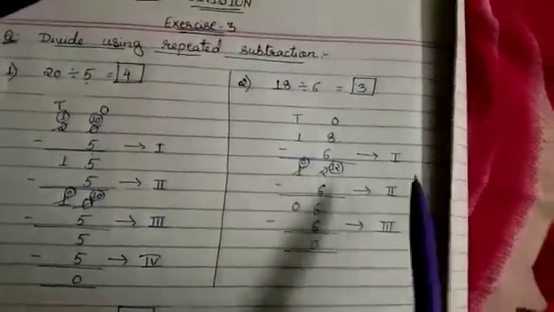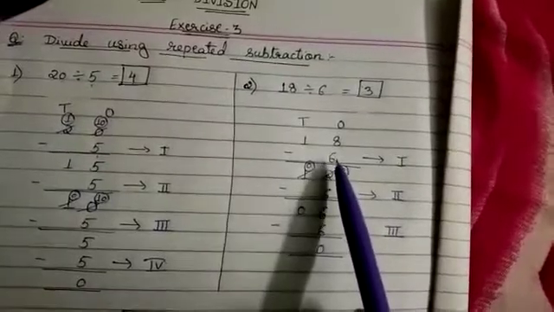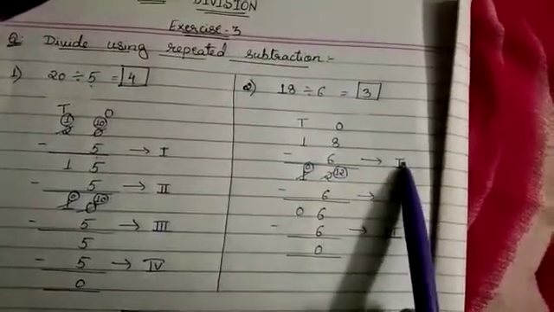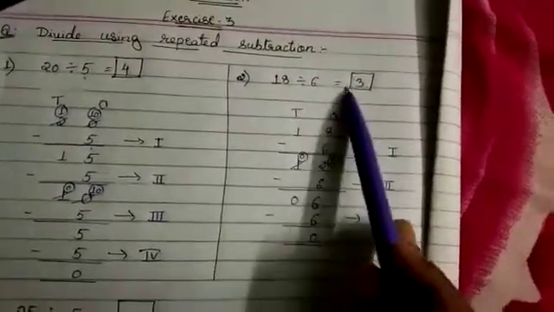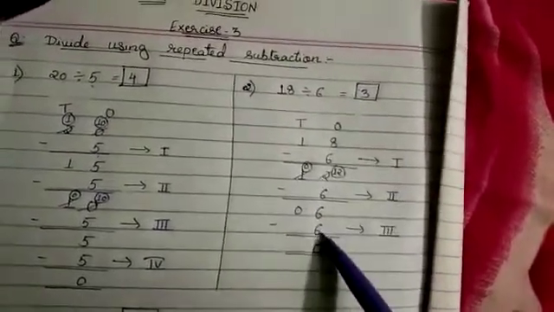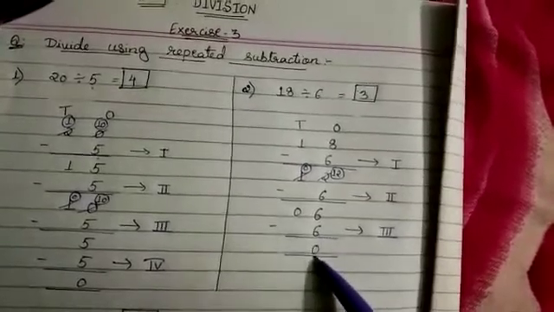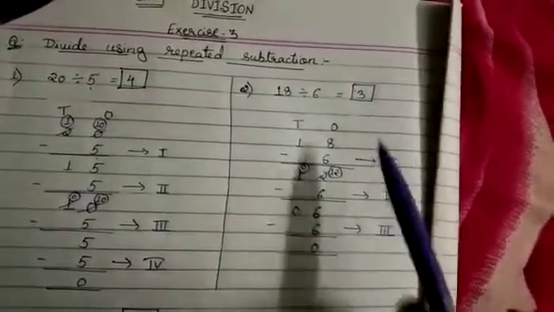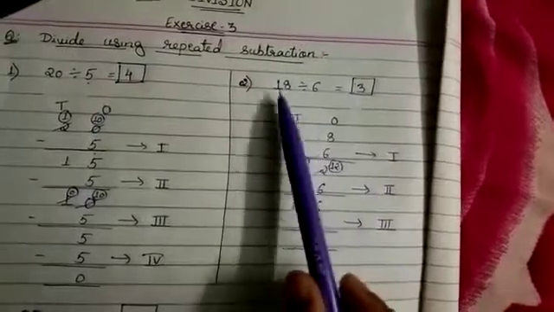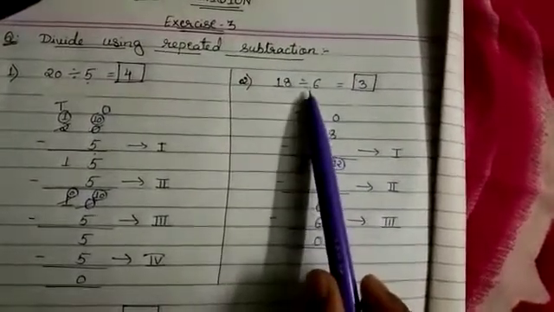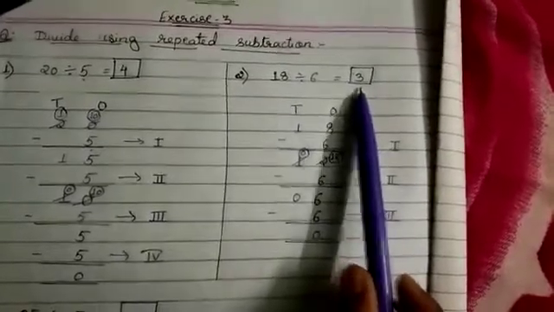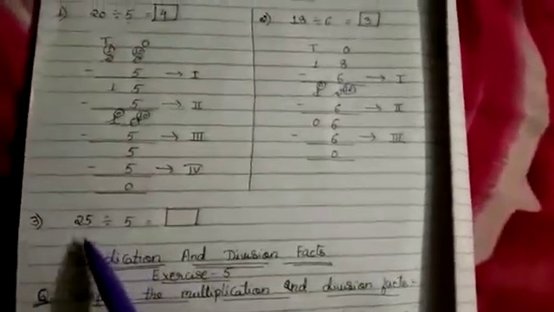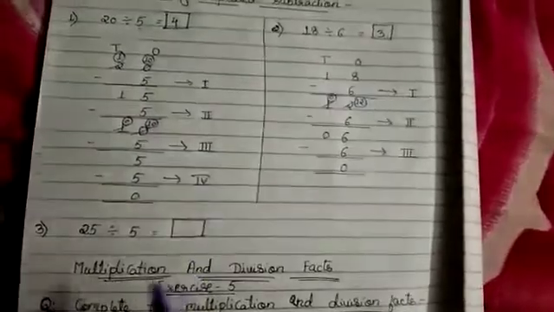Now count how many times we have subtracted 6. This is 1, 2 and 3. That means 3 times we have to subtract 6. Then we get the answer 0. So here that means when we divide 18 by 6, the answer is 3. In the same way you have to solve this question also.